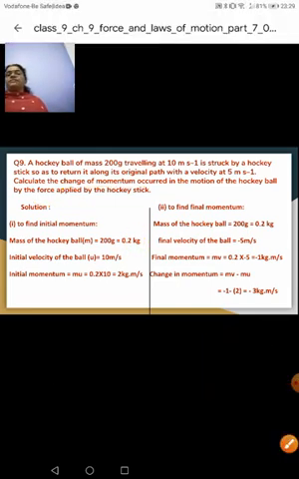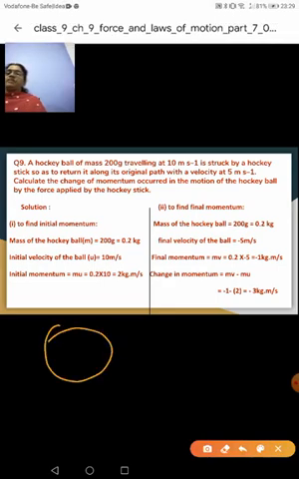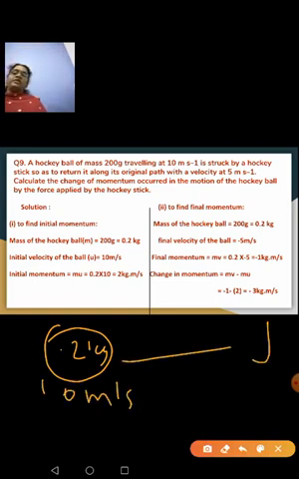Clear? Next. See, let's understand the sum first. There is a hockey ball. Its mass we have calculated, 0.2 kg. It is moving with the velocity of 10 meter per second. Then it is hit by a hockey stick. While coming back, it is coming with a velocity of 5 meter per second in the opposite direction, no? So I'll use it as minus. Now I have to calculate initial momentum and final momentum. Then I have to subtract to calculate the change in momentum.